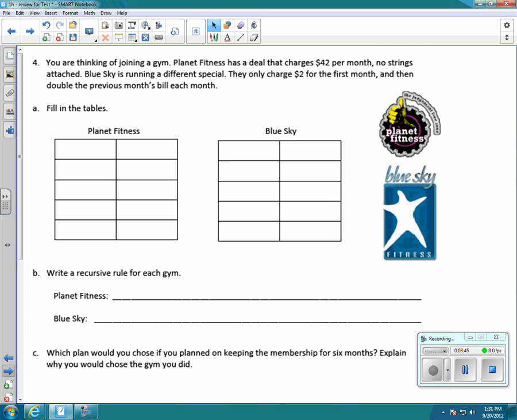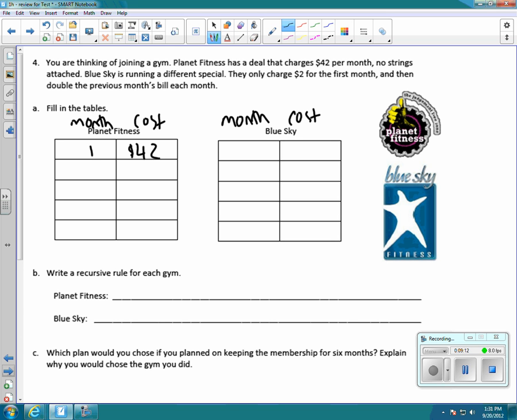So we're going to talk about your $42 per month. Okay, so let's talk about the first month. If we join Planet Fitness for 1 month, we're going to have to pay $42. And then let me just actually label this. This is the month, the number of months, and this is the cost.